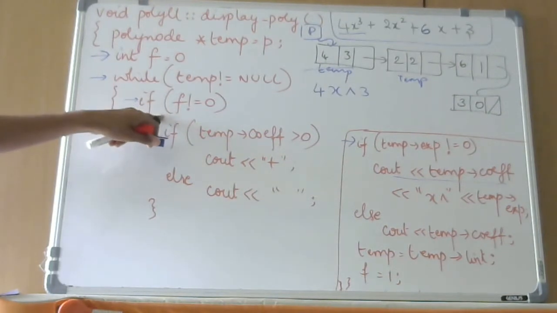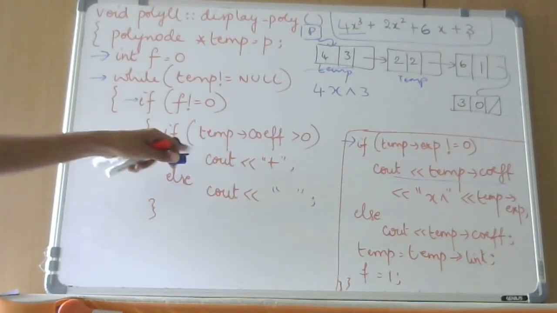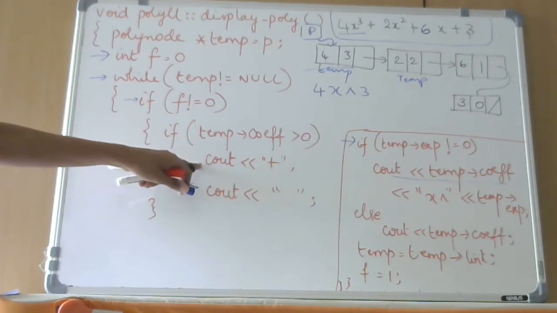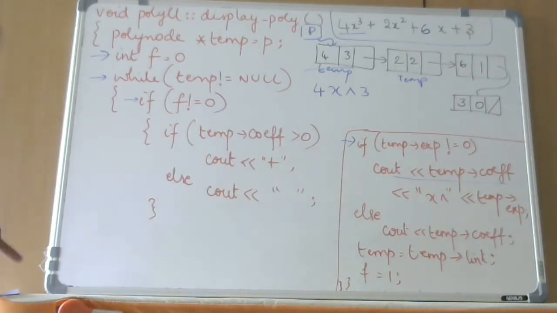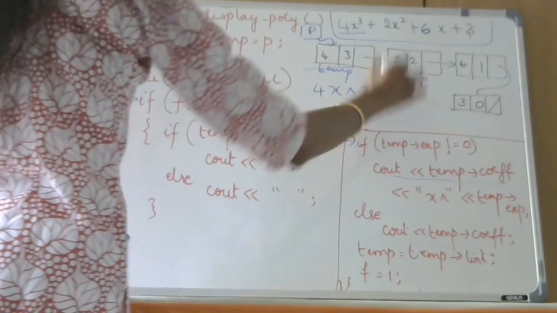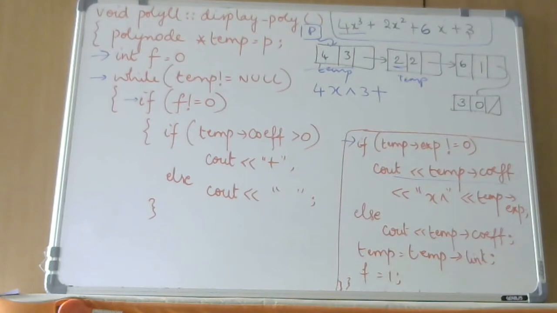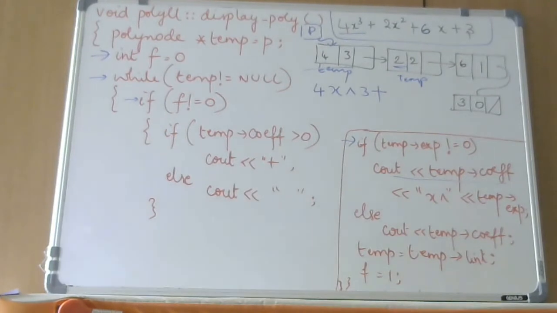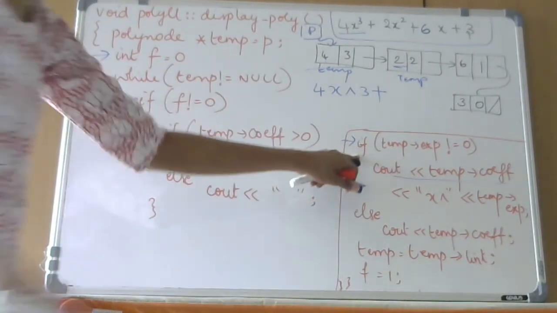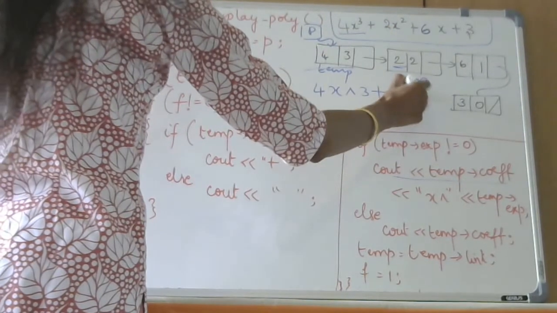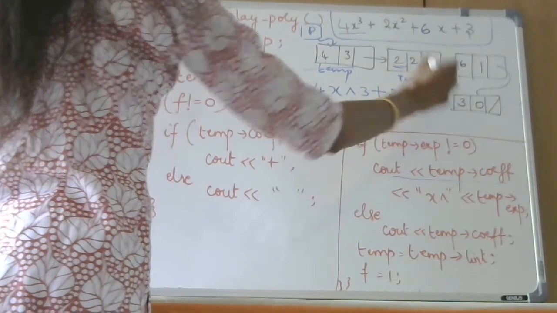If f is not equal to 0, f is not 0 now, f is 1. So, it will come here. If temp of coefficient is greater than 0, cout plus. What is temp of coefficient? 2. It is greater than 0. So, I will display a plus. Else, I will leave it as it is because I don't have any more terms that I have to take care of. That is why I am writing that. Then again I will come here. If temp of exp is not equal to 0, it is not 0. So, I will display x to the power of 2.